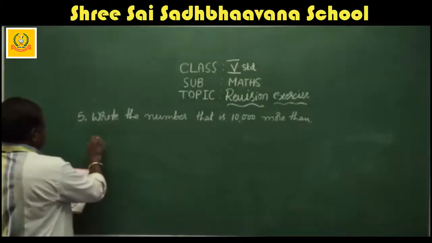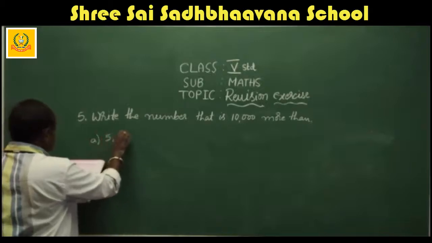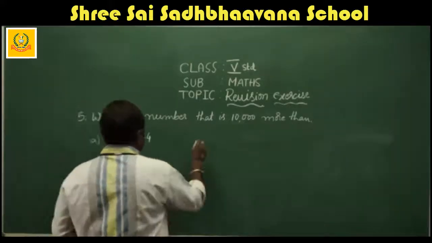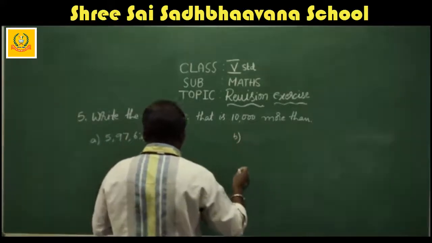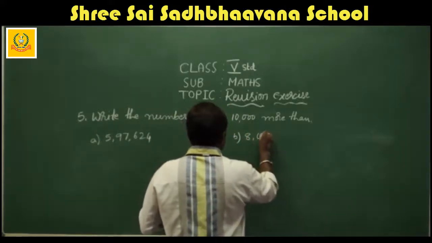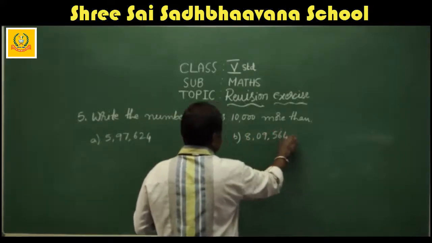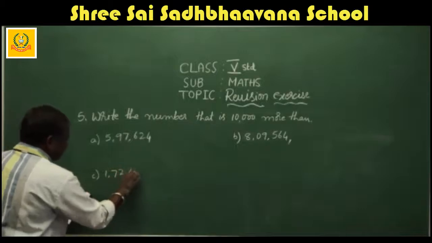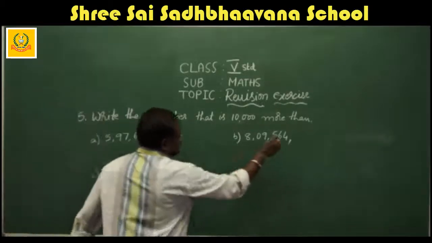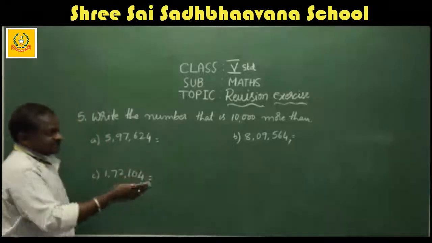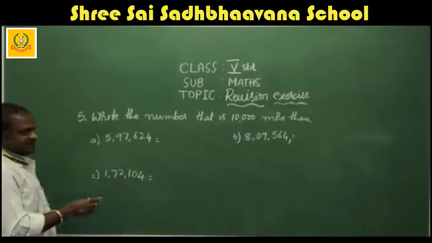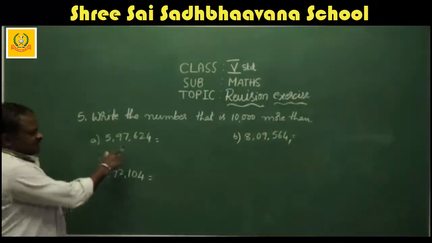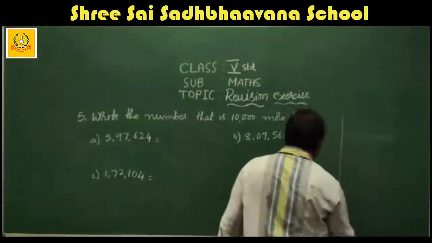So they are given the first number 5,97,624. Second one 8,09,564 and third 1,72,104. So what you have to write? Write the number that is 10,000 more than. What you have to do here means you have to add 10,000 to this number.